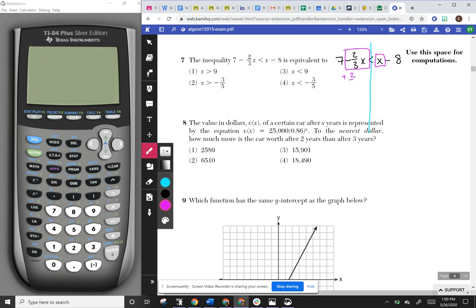So I'm going to add 2 over 3x to both sides. Right, and x doesn't have a fraction in front of it. It has an imaginary 1. So we know we can rewrite that as 3 over 3x, because 3 divided by 3 is 1. So 2 plus 3 is 5. So we get 7, that cancels out, is less than 5 over 3x minus 8. Now we add 8 to both sides. Those 8's cancel out. 7 plus 8 is 15. So we get 15 is less than 5 over 3x.